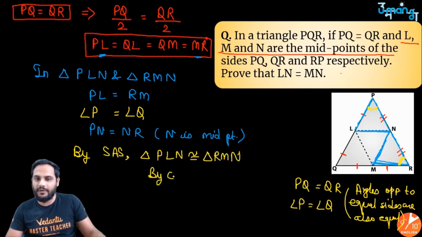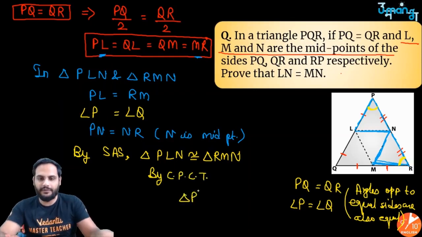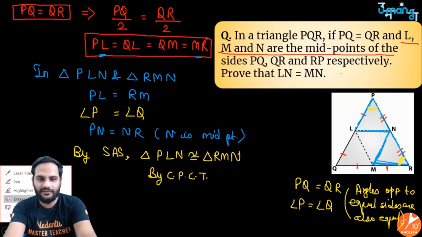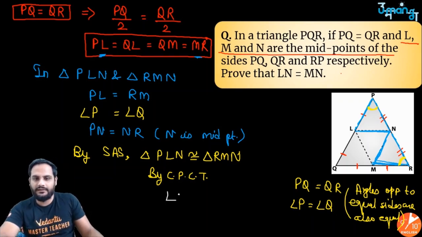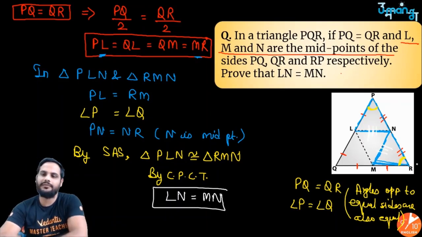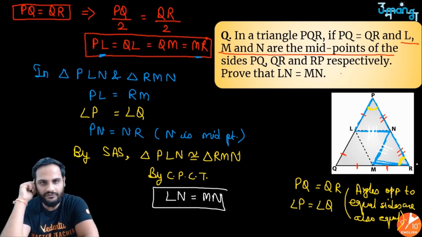I can say sir by CPCT, which side I can make equal. I want LN is equal to MN. So LN and MN both are what? Corresponding sides. So I can say sir by CPCT LN is equal to MN. है ना? These two sides are also equal. LN and MN are also equal. ठीक है? We have got LN and MN is also equal.